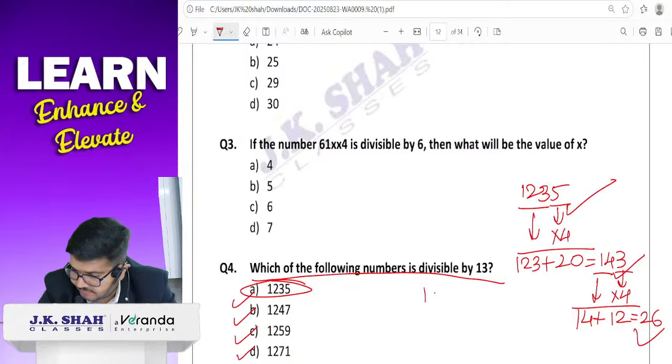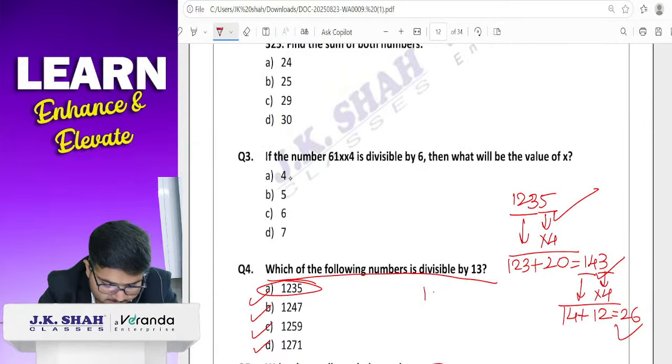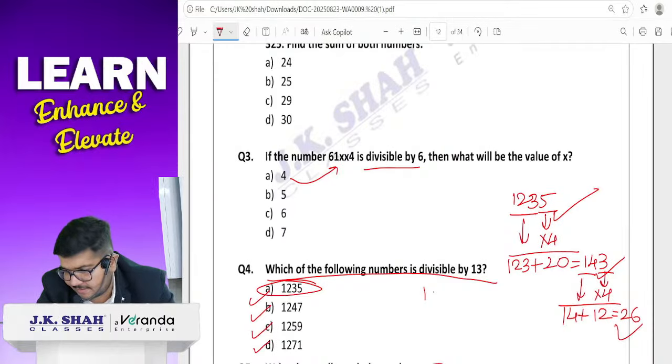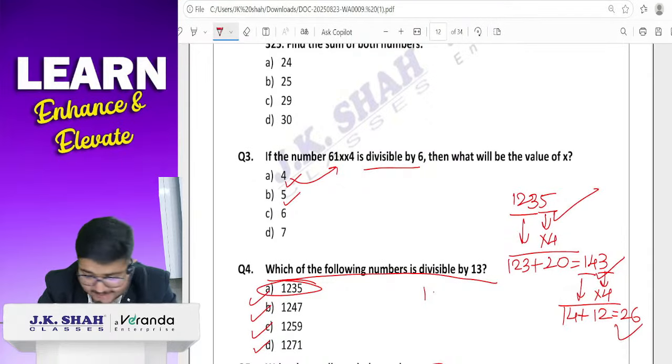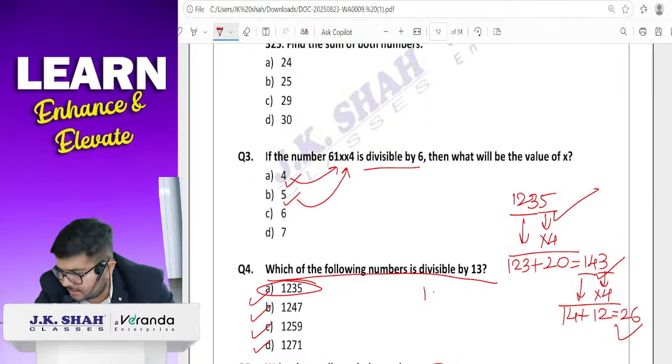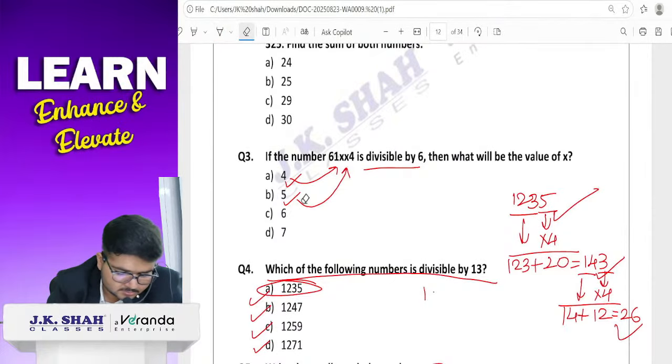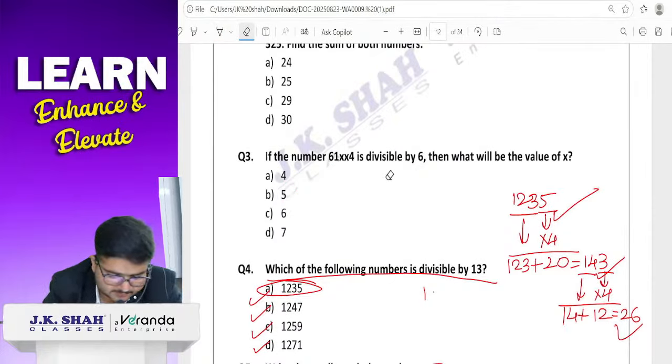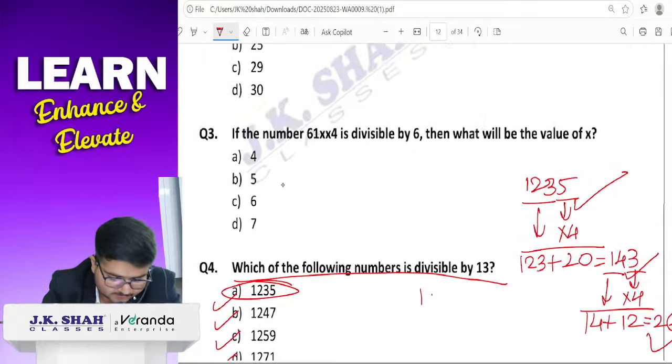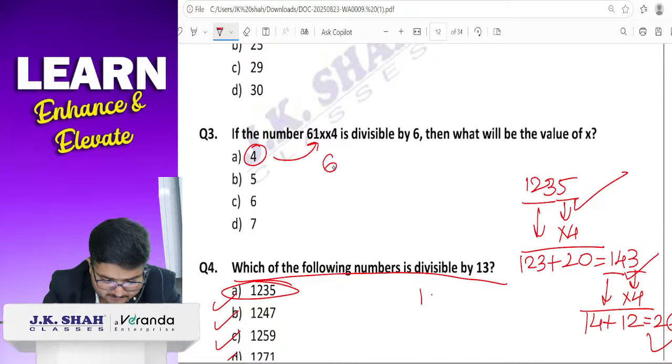So what we will do is the trial and error method. First we will put 4 in this and see if it is divisible by 6 or not. If it is divisible, then 4 is our answer. If it is not divisible, we will move to 5. Then I will put 5 in place of x and again check divisibility by 6. We have to keep on solving till we get our answer. So first I will put 4 in place of x, right? So the number will look like 61444.